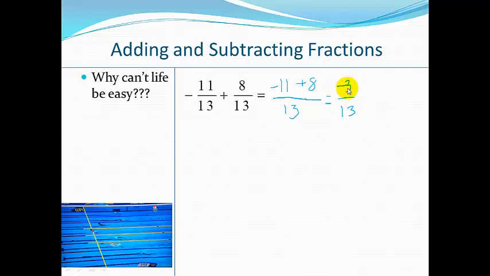And I look, can I simplify? No, 3 and 13 are both prime. So there's my answer. Again, it says negative 3 over 13.